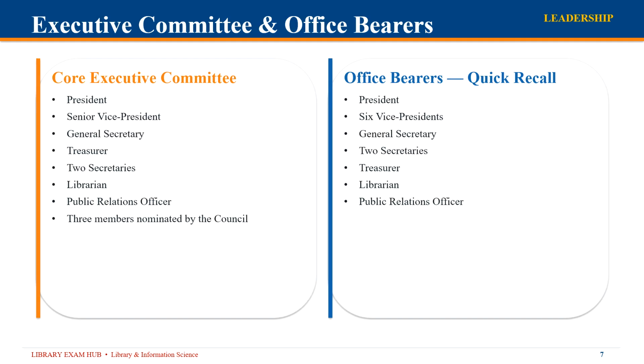Now we come to the executive committee, which is an important part of the administrative structure of ILA. The core executive committee includes the president, senior vice president, general secretary, treasurer, two secretaries, librarian and public relation officer, and three members nominated by the council, right? Then the office bearers, which we already discussed: the president, six vice presidents, general secretary, two secretaries, treasurer, librarian, and public relation officer.